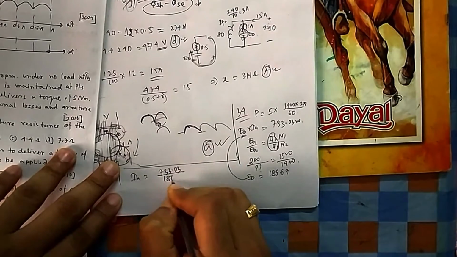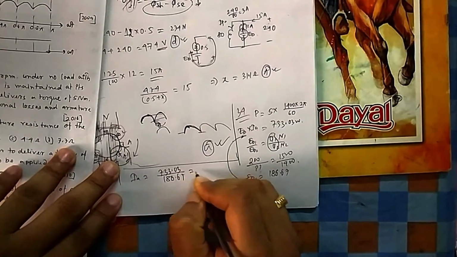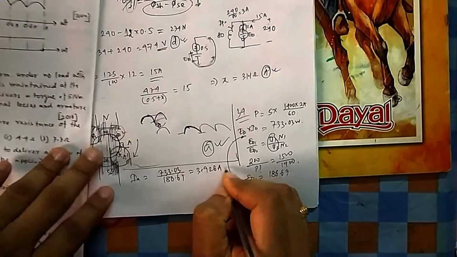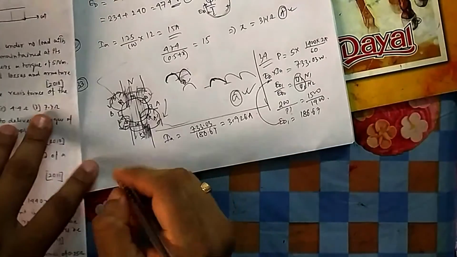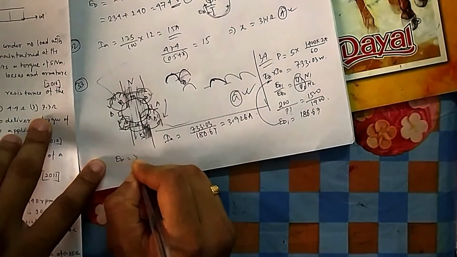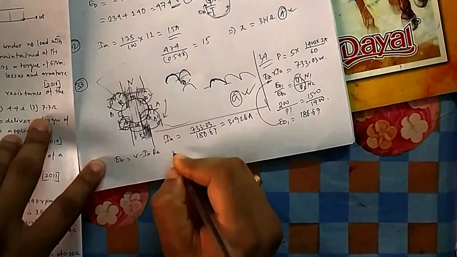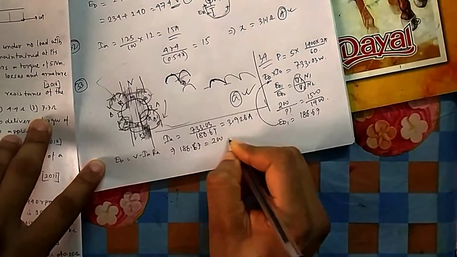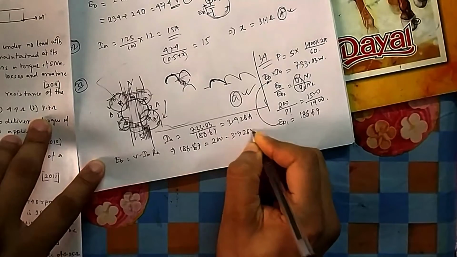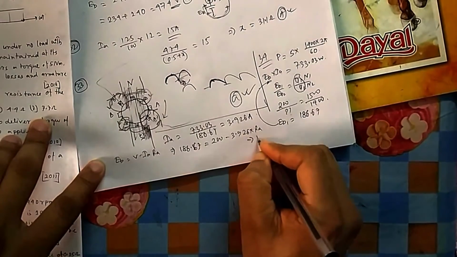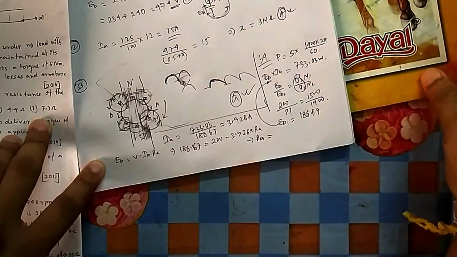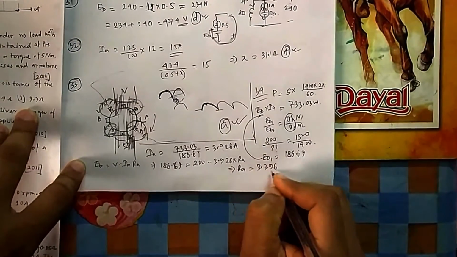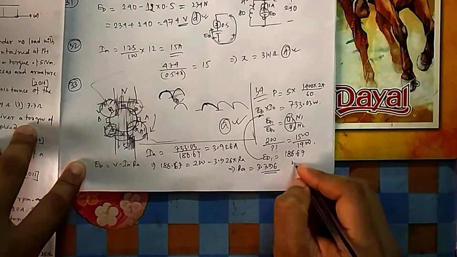Now once you have this one, you can calculate your IA. 733.03 divided by 186.67 will be equal to 3.926 ampere. Now once you have all these, EB is equal to V minus IA RA. So EB is 186.67, V is 200, IA is 3.926 into RA, which we don't know. If you calculate, you will find RA is equal to 3.396. That is your option B.